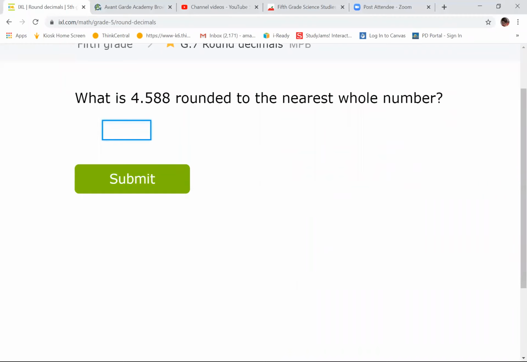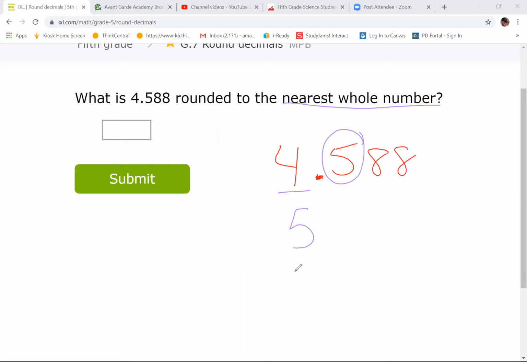Okay. Get your pencil. 4.588, and we're rounding to, pause the video and see if you can solve it. We're rounding to the nearest whole number, so I'm going to underline my whole number. I circle the king to the right, and he says, oh yeah, you're going to become a 5 because it's going to soar. Do I need to put any decimals? Nope, because it says nearest whole number, so I don't need anything but that whole number. Perfect.